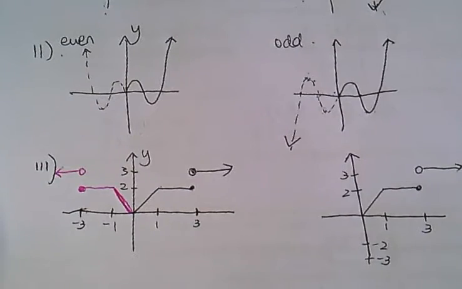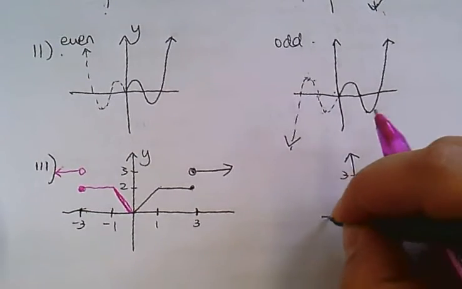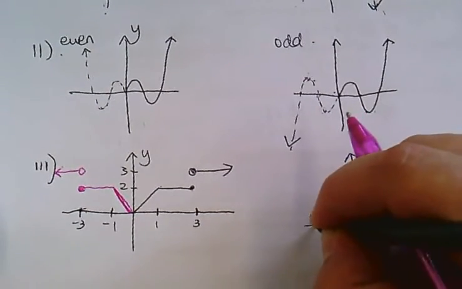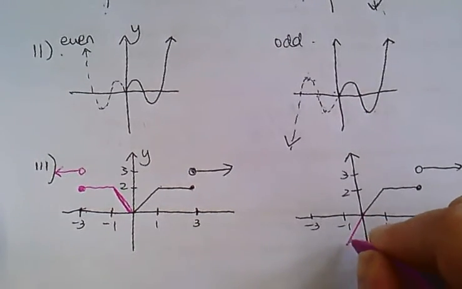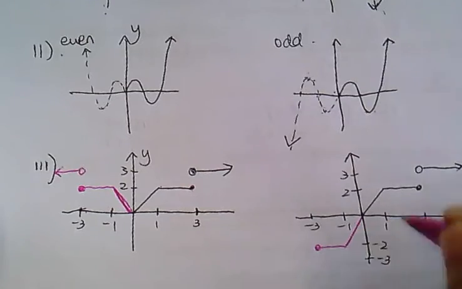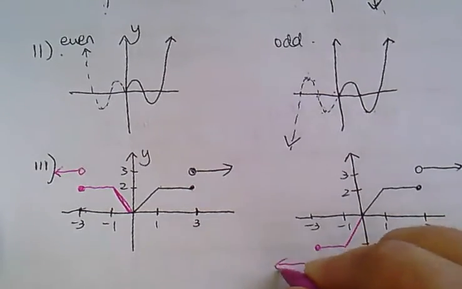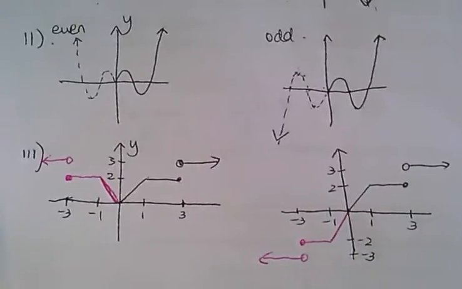Do we know what to do? And we would go down here, and then across, and then down here and there. All good? So, line symmetry about the y-axis for even functions, and point symmetry about the origin for odd functions.